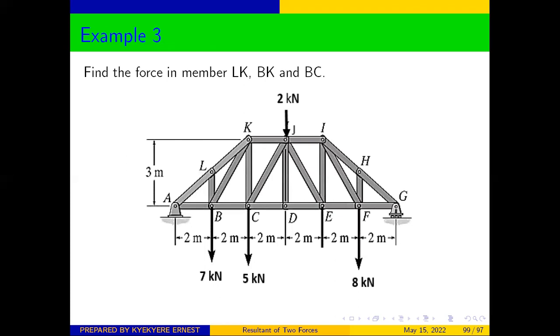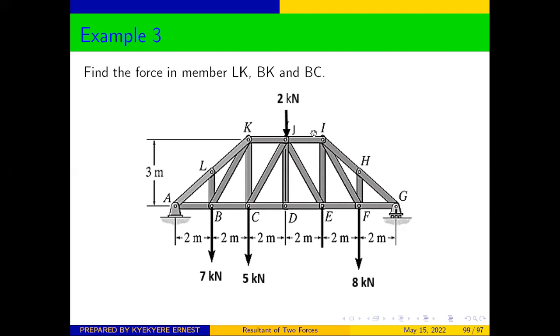Find the force in members LK, BK, and BC in this diagram. When do you know to use the method of joint and the method of sectioning? You use the method of joint when you want to analyze the whole system in totality. However, if you are interested in finding the forces in some specific members, in this case, we want to find the forces in LK, BK, and BC, then the appropriate method to use is the method of sectioning.